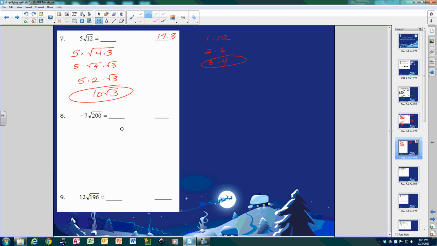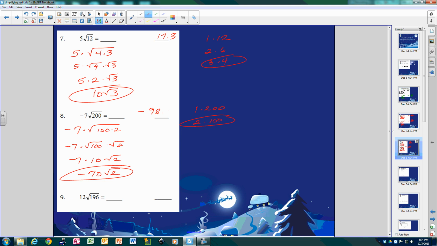Okay, this one, 1 times 200, 2 times 100. Oh, 100's in my list. So this means negative 7 times the square root of 100 times 2. So negative 7 times the square root of 100 times the square root of 2. Negative 7 times 10 times the square root of 2. So negative 70 square root of 2. And in your calculator, it's negative 98.99.